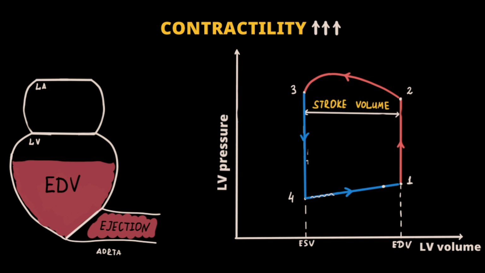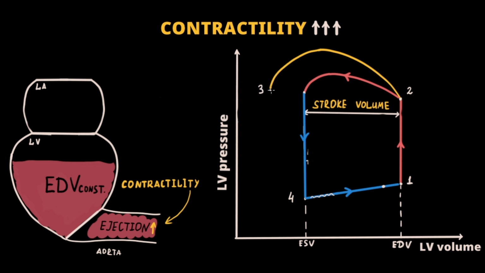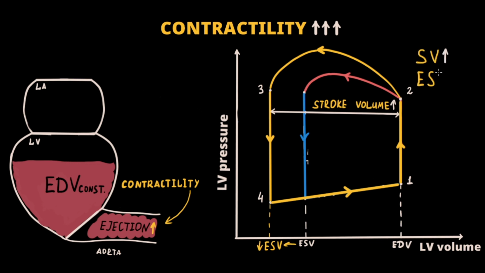The last step is contractility augmentation. When contractility increases, it means the ventricle can develop greater tension and pressure during systole and eject a larger volume of blood than in normal conditions. So the graph becomes higher and wider, which leads to a shift of points 3 and 4 to the left. Stroke volume increases, as does ejection fraction. Less blood remains in the ventricle at the end of systole, and consequently end-systolic volume decreases.